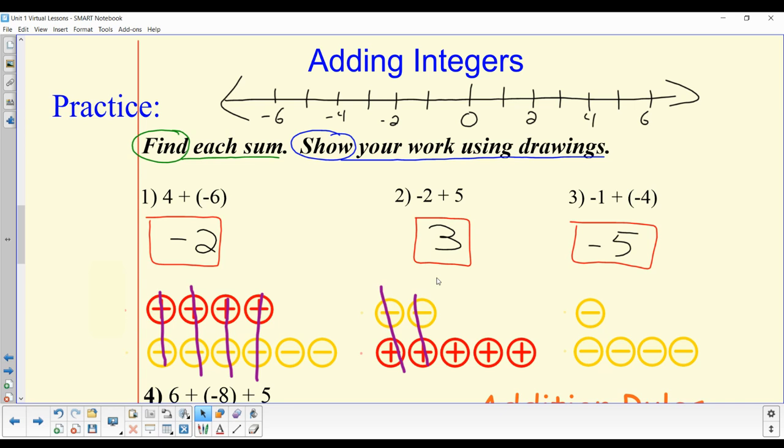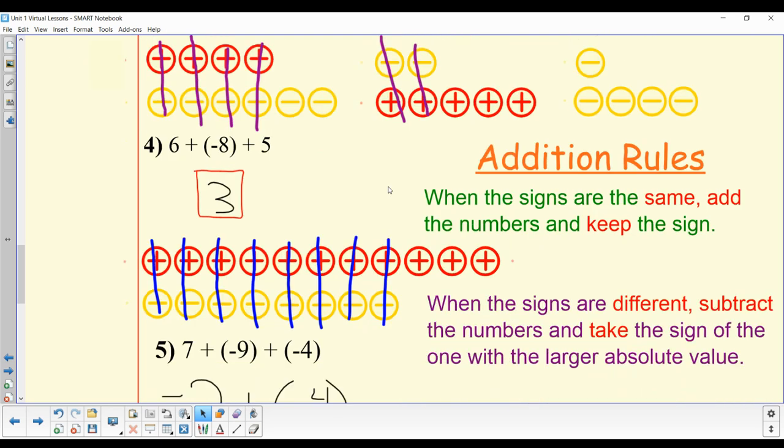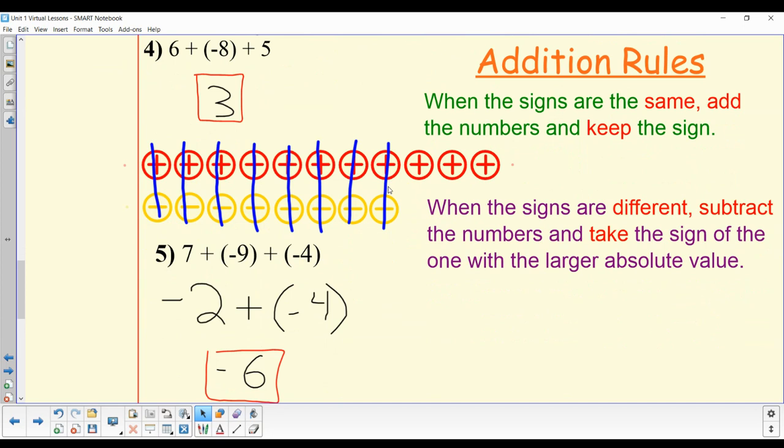And on the number line, when you move in different directions, if I have 4 plus negative 6, it's 4 to the right, and I'm at 4. But once I add in negative 6 and go the other direction, the first 4 get me back to 0, which is why you have 2 left over to go left. So when you go in different directions, you're going to subtract. And that is the reason for the addition rules, or where the addition rules come from.